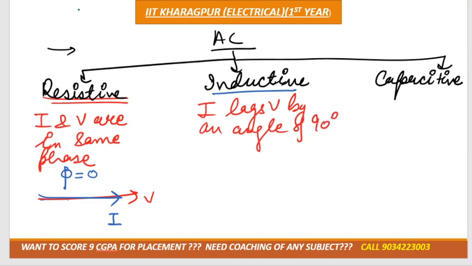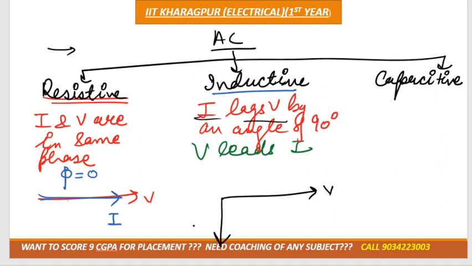Current lags means that voltage is leading, right? Like if a thief and police, if the thief is in front, then the police is behind, right? So if voltage is always on the x-axis, we'll take it as standard. Voltage is on the x-axis and current lags. Current lags means current would be in the downward position, that is at 90 degrees. Correct?